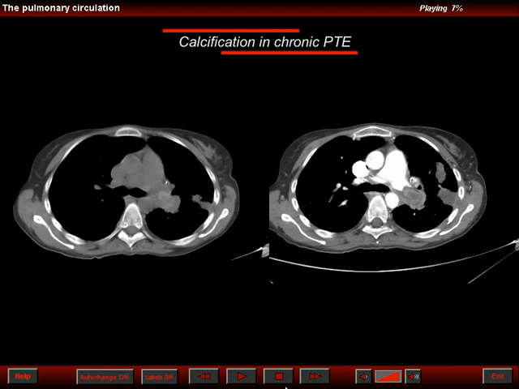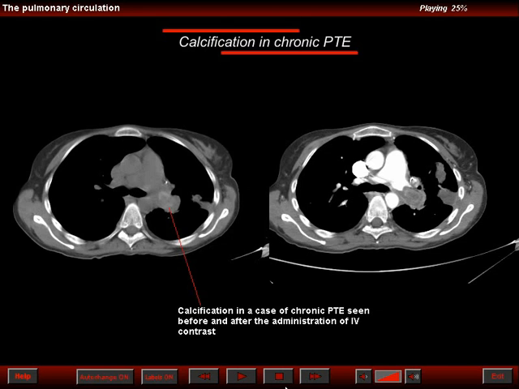Note the calcification observed in chronic pulmonary thromboembolism. On the left side, without injecting contrast material, note the rim of calcification in the proximal left pulmonary artery. On the right side, following the administration of contrast material, a typical filling defect with a cup-shaped termination of the left pulmonary artery, beyond which we see a large filling defect, is indicative of the presence of a large thrombus.